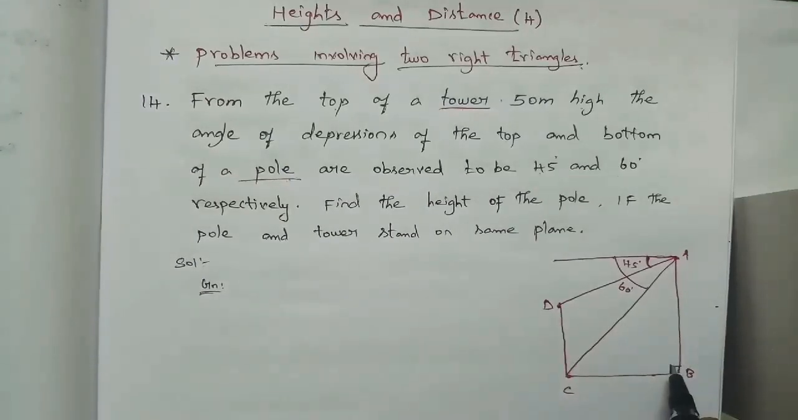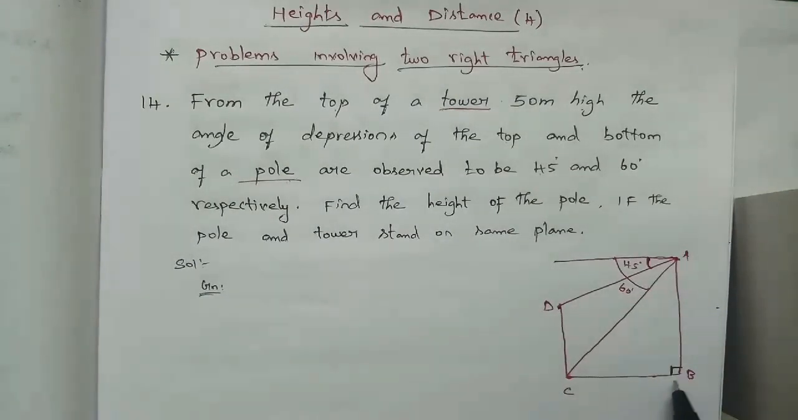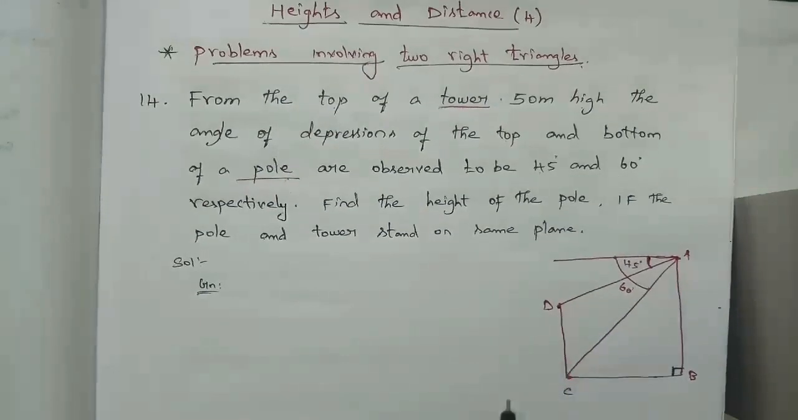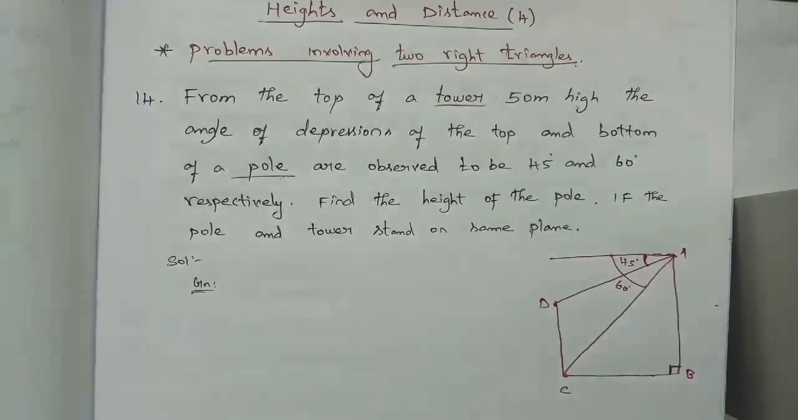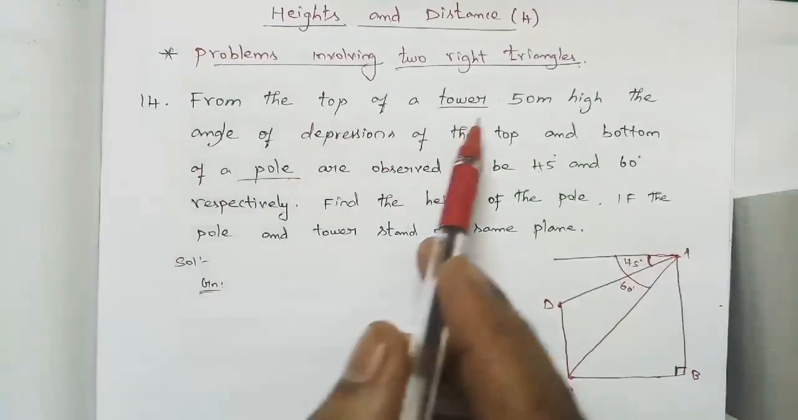Triangle ABC is a right triangle, right? Now I want to bring in the angle. At the same time, we know one measurement also. What is it? From the top of a tower, 50 meter high.